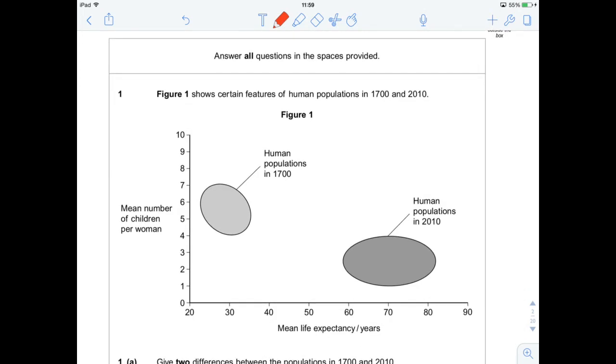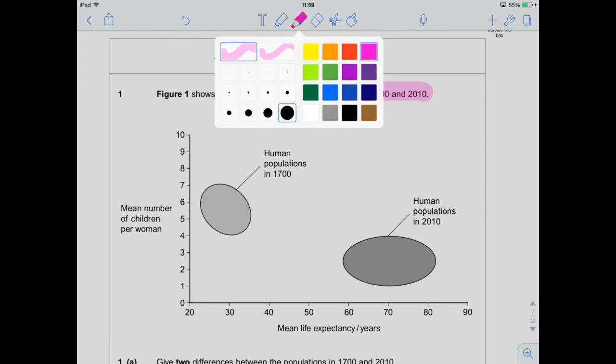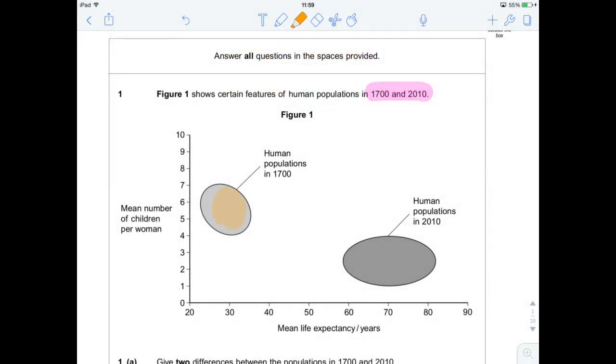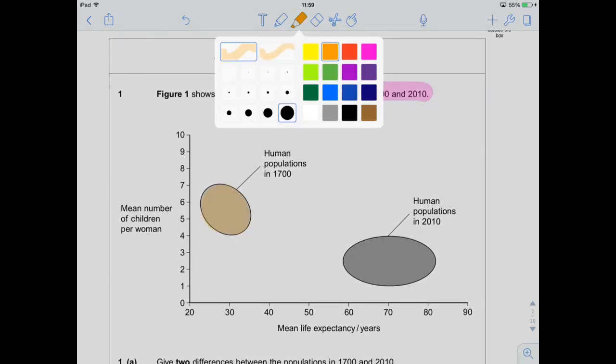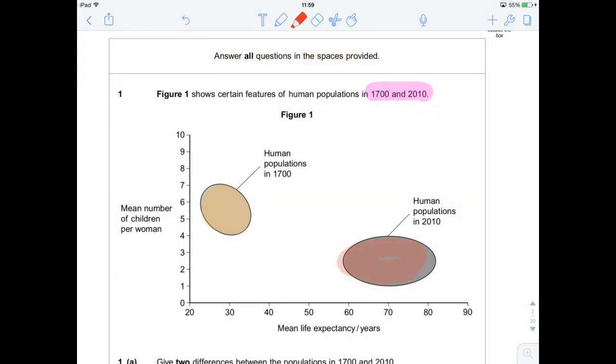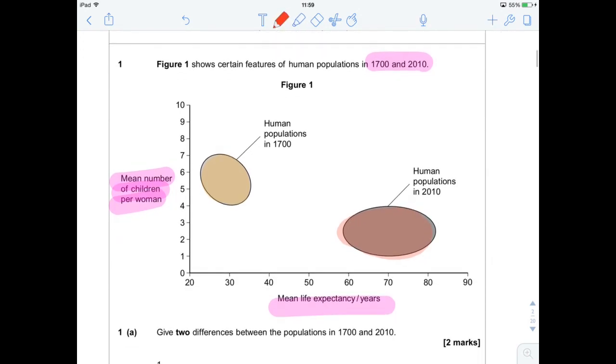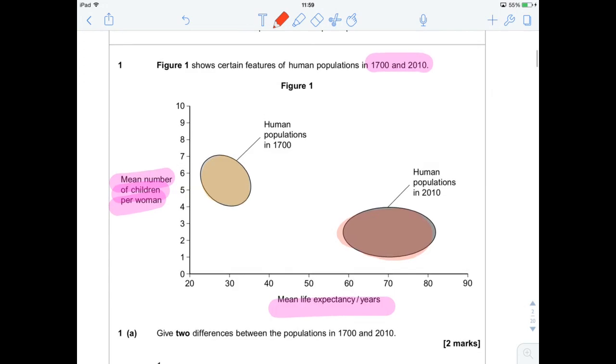The first question is a pretty nice one about human populations. So we've got some information about human populations in 1700 and 2010. First of all, we've got the information about 1700 just about here, and then we've got the information about 2010 just here. And if we look on the X and Y axis, respectively, we've got mean life expectancy and the mean number of children per woman. So first question, lovely and straightforward this. Give two differences between the populations in 1700 and 2010.